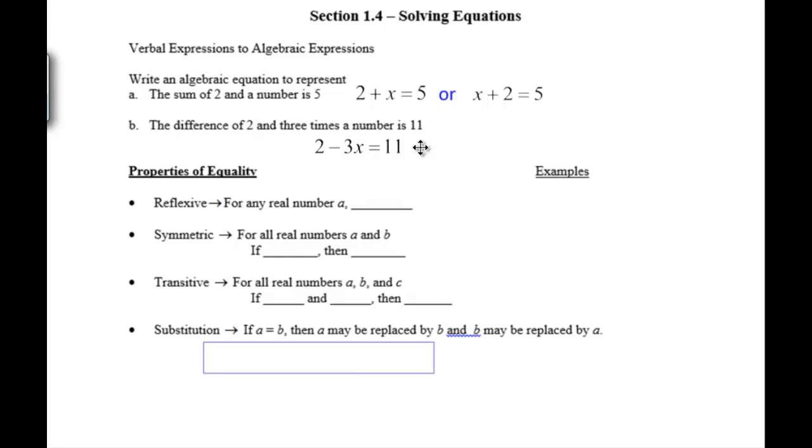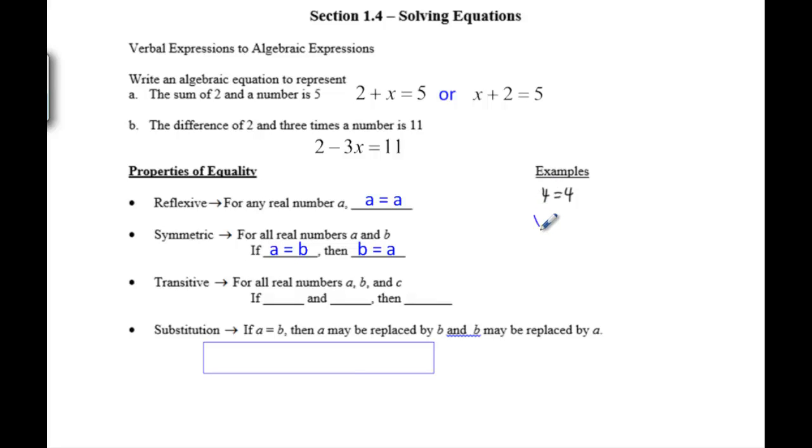Good job. So within solving equations, we actually have properties. These are called properties of equality. First one you've seen before, especially in geometry. For any real number a, reflexive says it could equal itself, so we'll say a equals a. Example, if we take just the number 4, we can say that 4 equals 4. Next one, symmetric. For all real numbers a and b, if a is equal to b, then we can flip it around and say that b equals a.